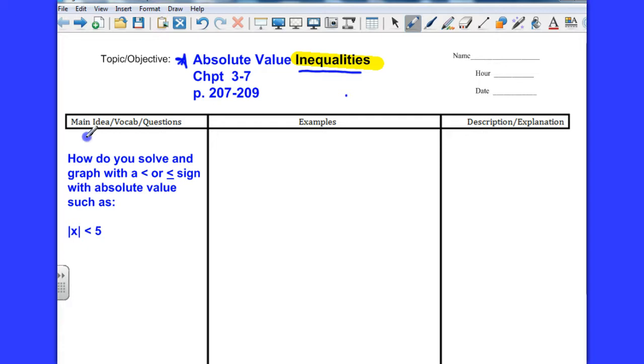So start by putting this question. The main idea here for this first part is, how do you solve a graph with a less than or less than or equal to sign with absolute value such as this? Get that down, hit pause if you need more time, and then let's just recopy that question in here.